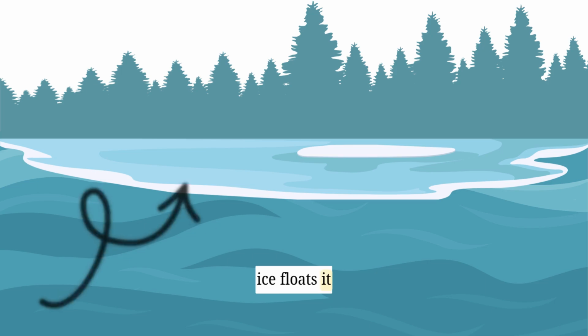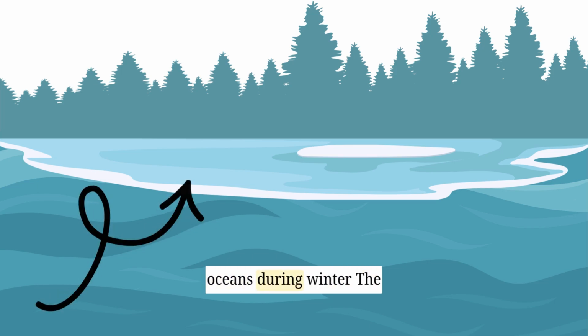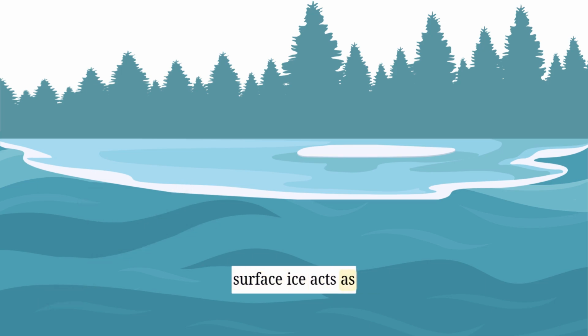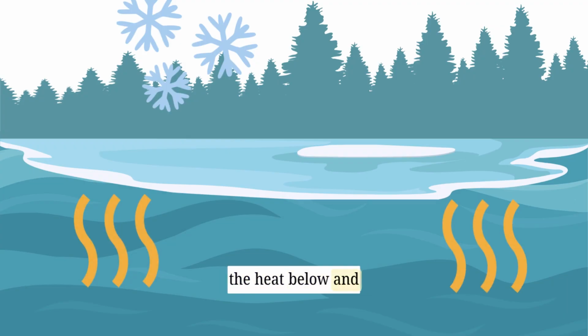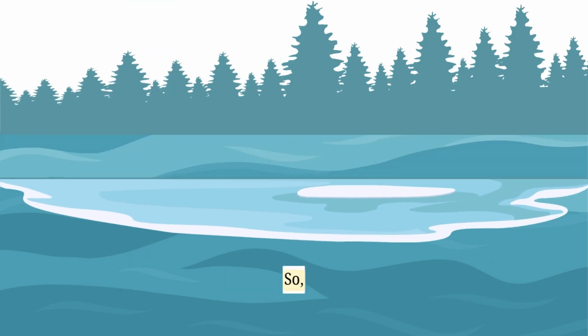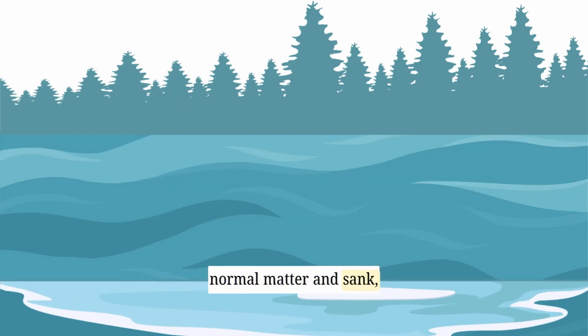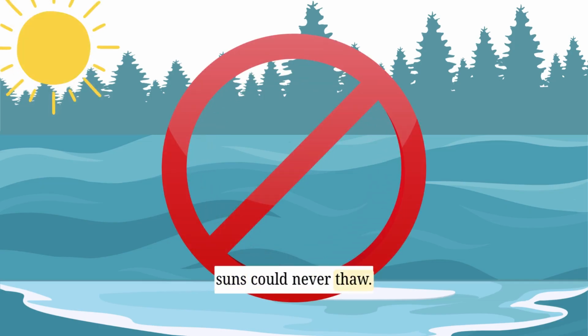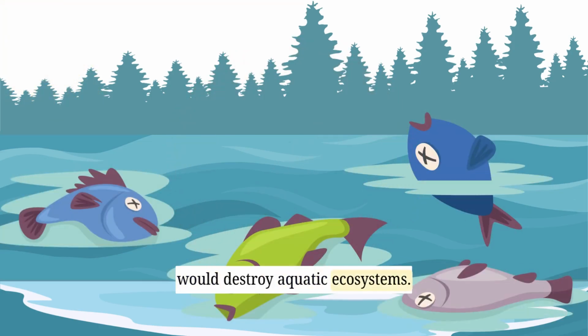Because ice floats, it forms a layer on top of lakes and oceans during winter. The surface ice acts as a blanket, which traps the heat below and stops the entire body of water from freezing solid. So if ice behaved like normal matter and sank, deep lakes and oceans would freeze from the bottom up, turning into solid blocks of ice that summer suns could never thaw. That would destroy aquatic ecosystems.